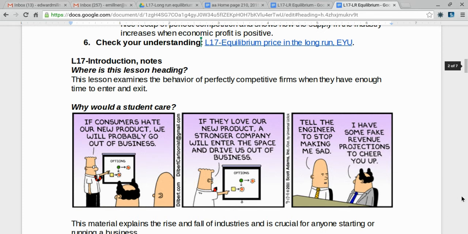Welcome to L17, Long Run Equilibrium. This lesson examines the behavior of perfectly competitive firms when they have enough time to enter and exit. The time required to enter and exit is called the long run. In the long run, all inputs are variable.